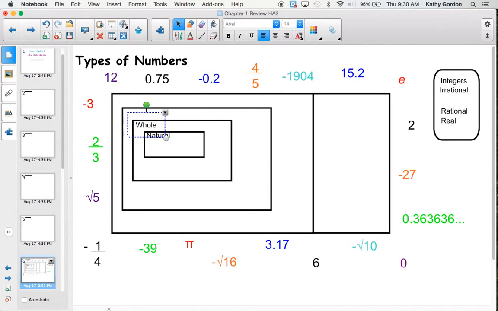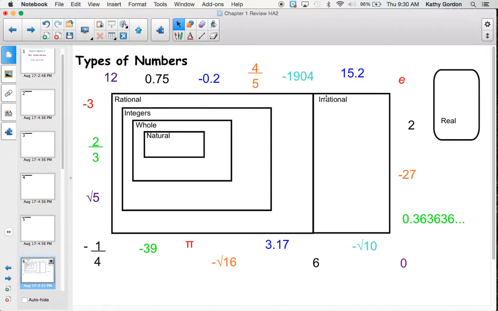Okay, then what's my next box? Integers. Okay, next box outside of that? The rationals. Okay, so what's this sad little box over here all by itself? The irrationals. Kind of its own little animal.